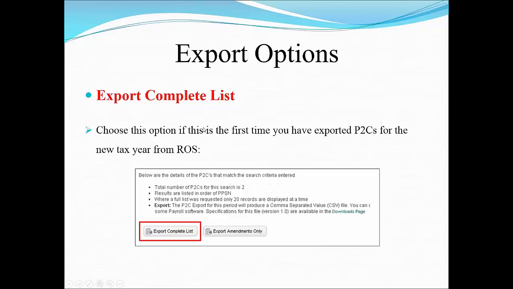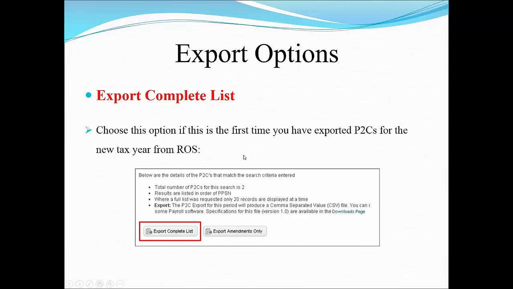The first option is export complete list, and this is the option you are always going to choose the first time you are exporting your P2Cs for your new tax year. This will ensure that all employees listed on screen will come into the P2C file for you. So it's export complete list in this instance.